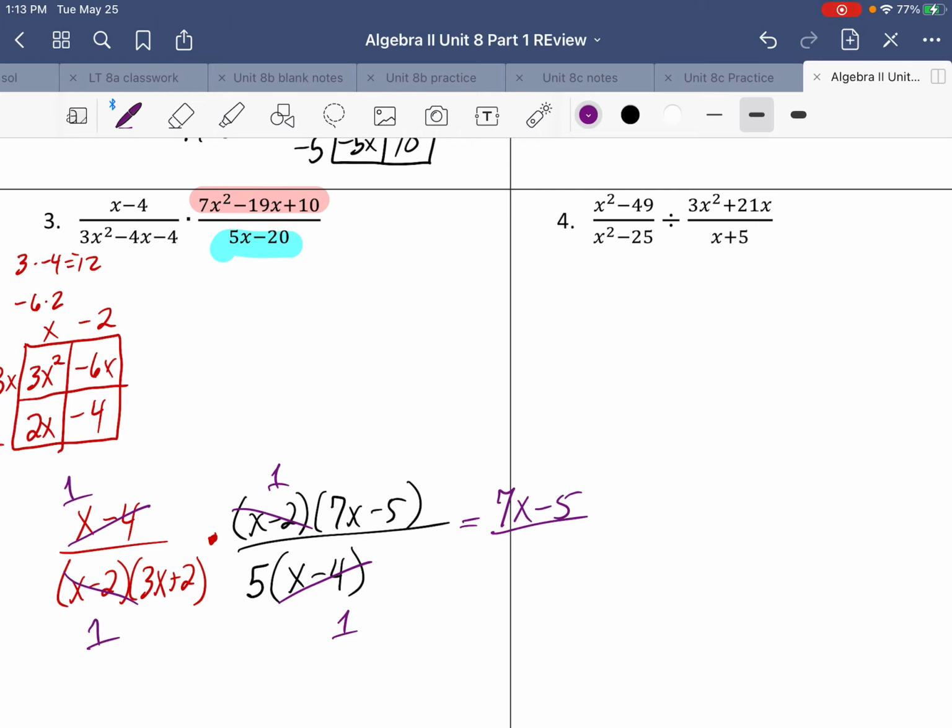1 times 3x plus 2 times 5 times 1. I'm actually not going to multiply it out. I'm just going to write the 5, the monomial first, and then 3x plus 2.